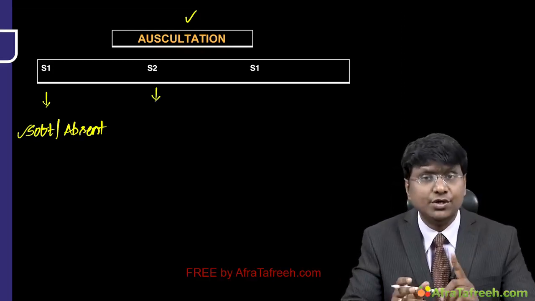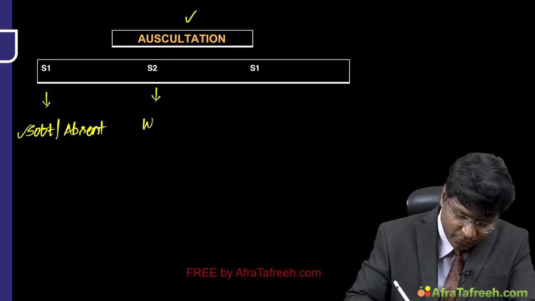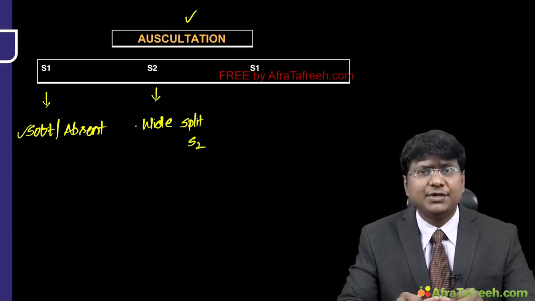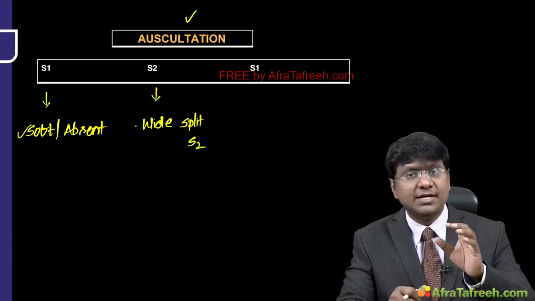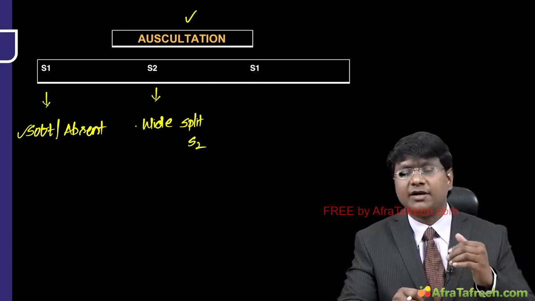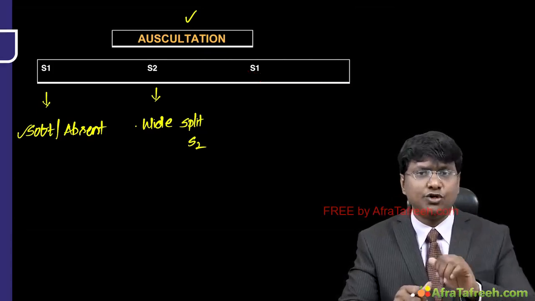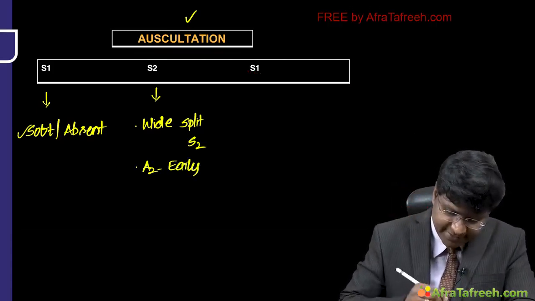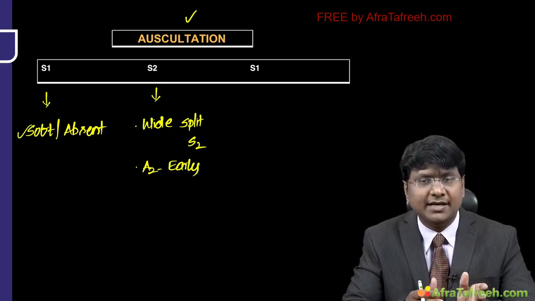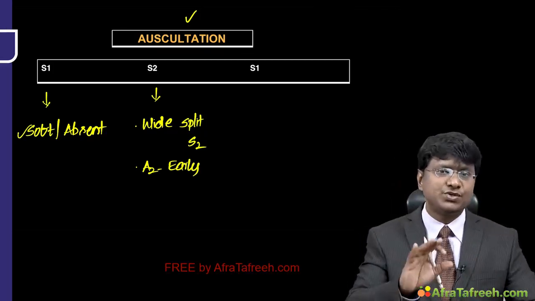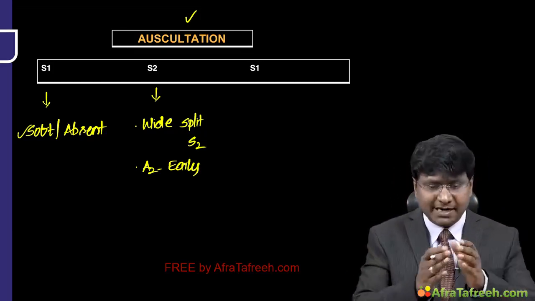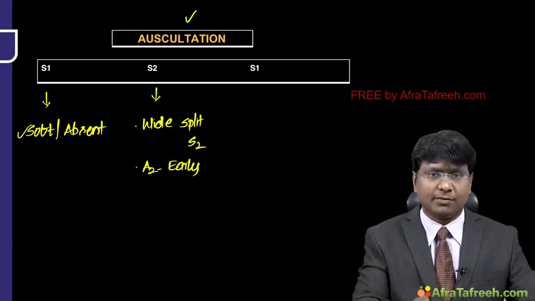Then you take the second heart sound. If you take the second heart sound, you have a wide split S2. Why do you have the wide split S2? See, what will happen to your left ventricular stroke volume in MR? Left ventricular stroke volume is reduced. Thereby, the A2 will be early. So once the A2 is early, compared to normal, what will happen to the split of S2? You will have a wide pathological split. You will have A2 and P2, but the gap between A2 and P2 is more than normal.